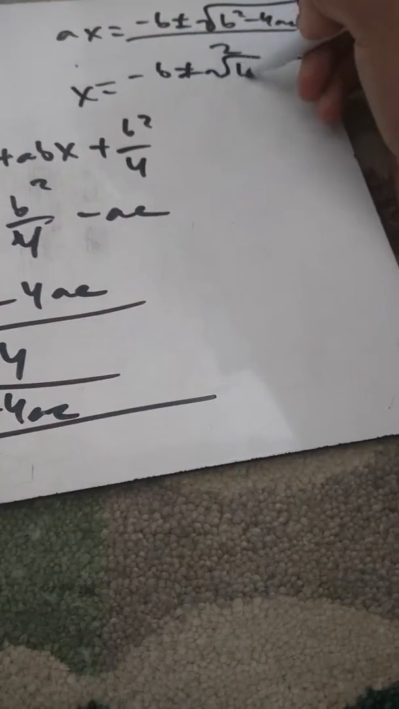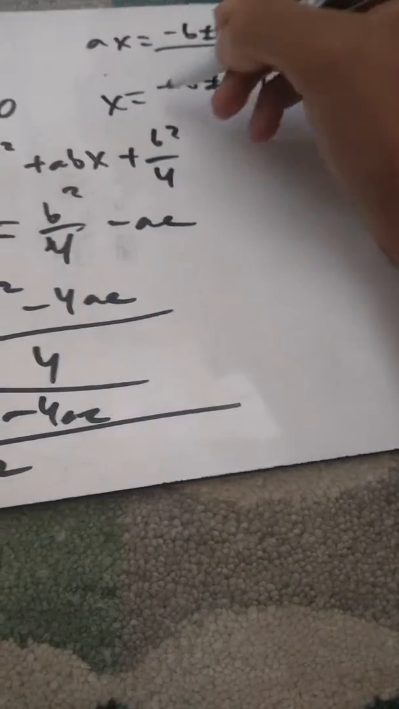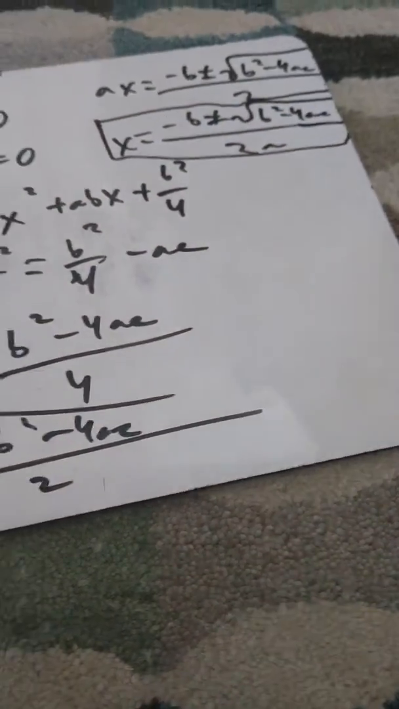And then we just do, now we have ax equals negative b plus or minus the square root of b squared minus 4ac over 2. Now we just divide by a, so this is going to be x equals negative b plus or minus the square root of b squared minus 4ac all over 2a. There we go.